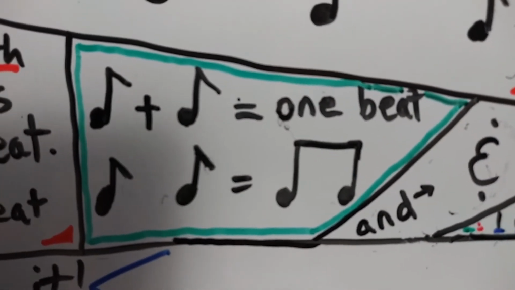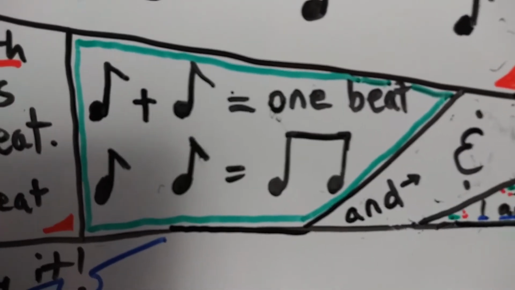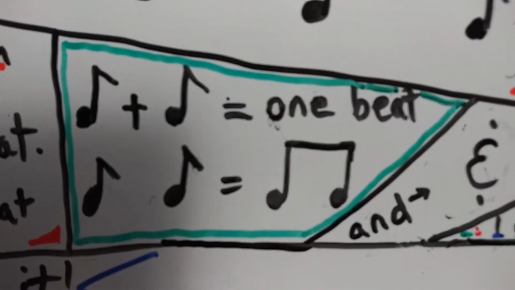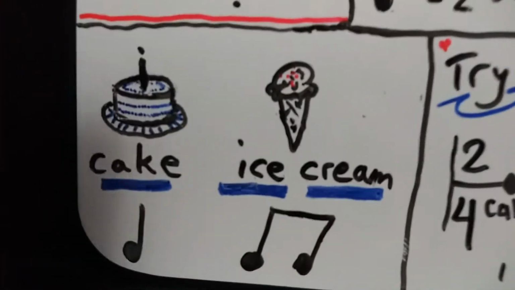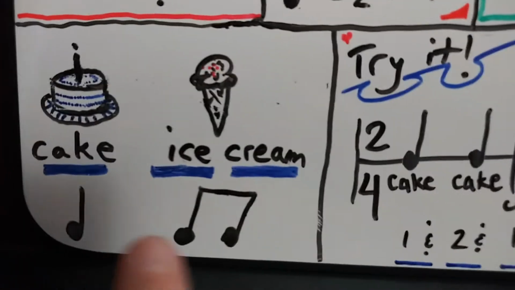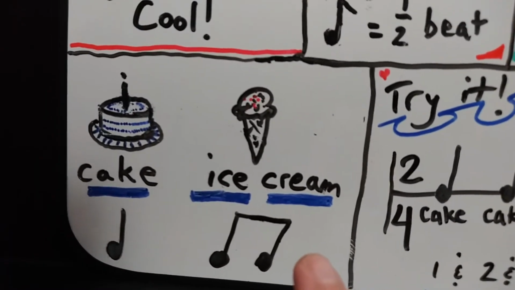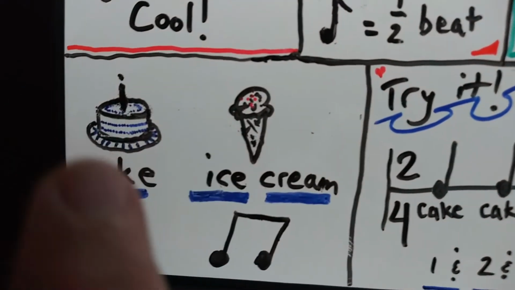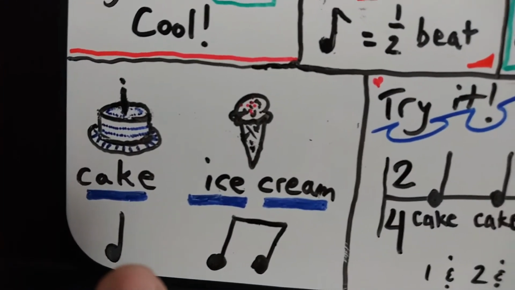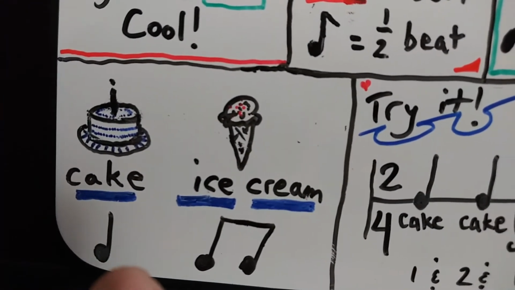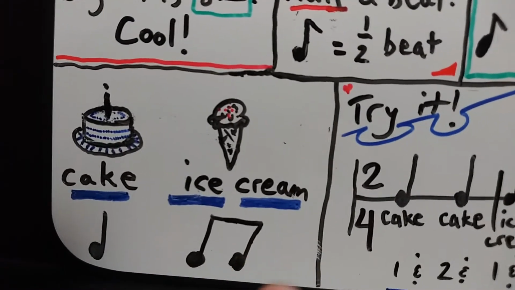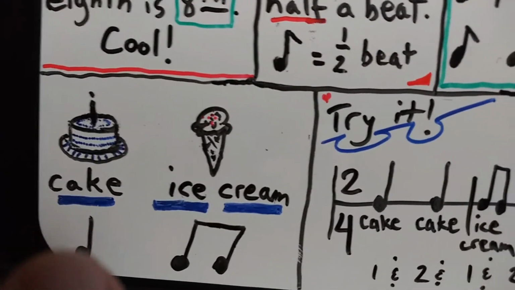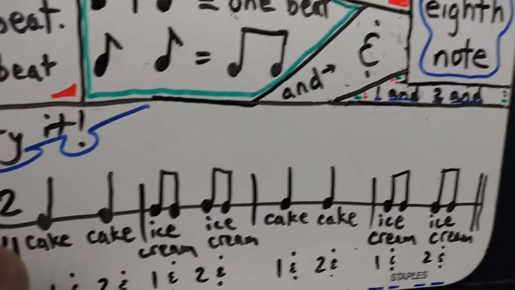Don't worry. I got another way to show you how to do this, and you're going to love it, and you're going to see how easy it is. So, do you like cake? Yes. Do you like ice cream? You do? Okay. Let's pretend that the word cake is our quarter note, and that the two words ice cream are our 2 eighth notes, and let's see if you can say this in rhythm.